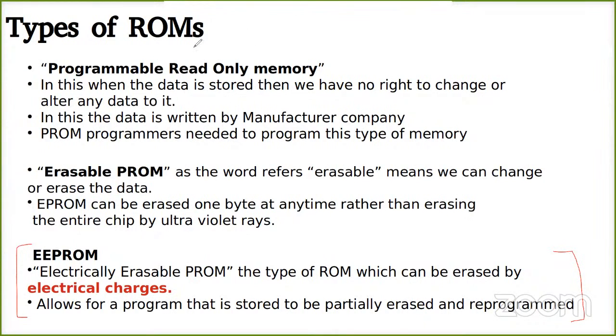Now, we talked of ROMs. ROMs are different; we have different kinds of ROM. You have programmable read-only memory, where the manufacturer programs the thing. Then you have erasable PROM. In erasable PROM, the data is erased by means of UV lights.